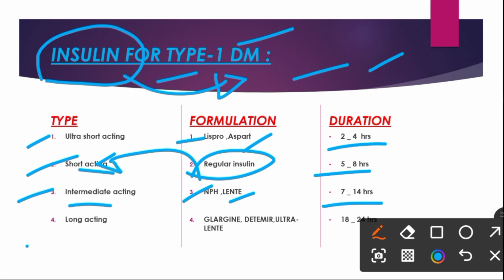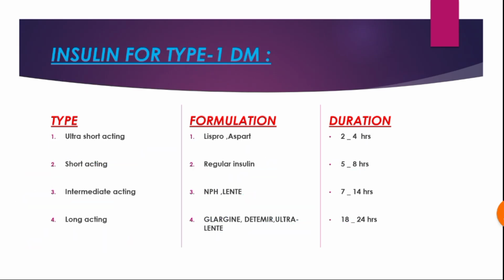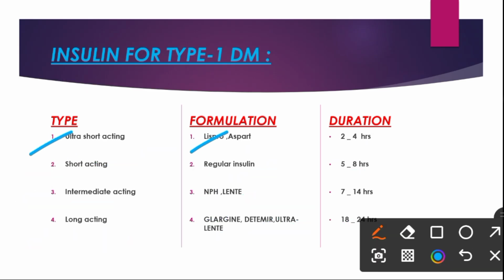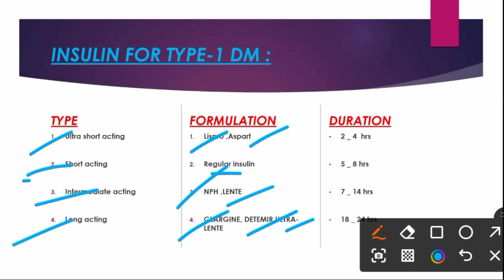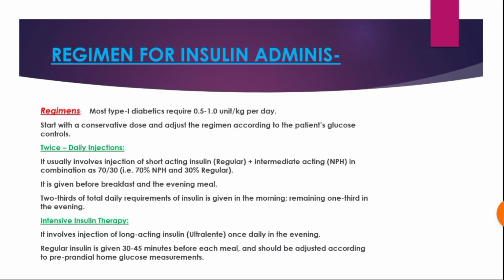And the fourth one is the long acting insulin. A long acting insulin is given as a basal insulin, because it provides coverage for about 18 to 24 hours. And the long acting insulin include glargine, detemir, and ultra lenti. So the insulins include ultra short acting, that is Lispro and Aspart, short acting, that include the regular insulin, intermediate acting, that include NPH and lenti, and the long acting insulin, that include glargine, detemir, and ultra lenti.